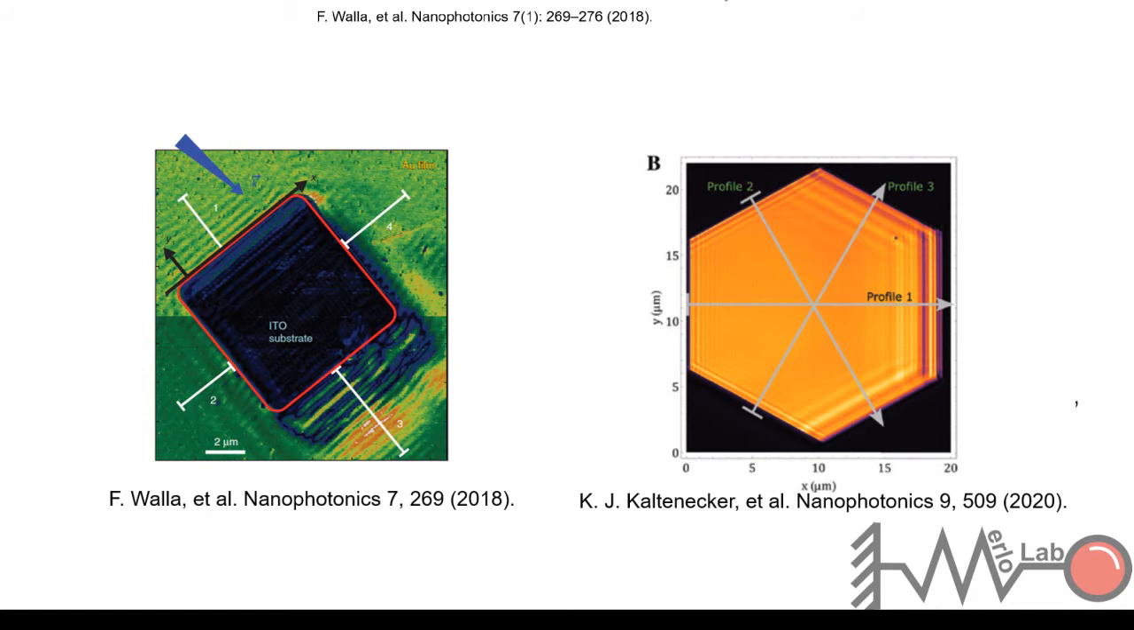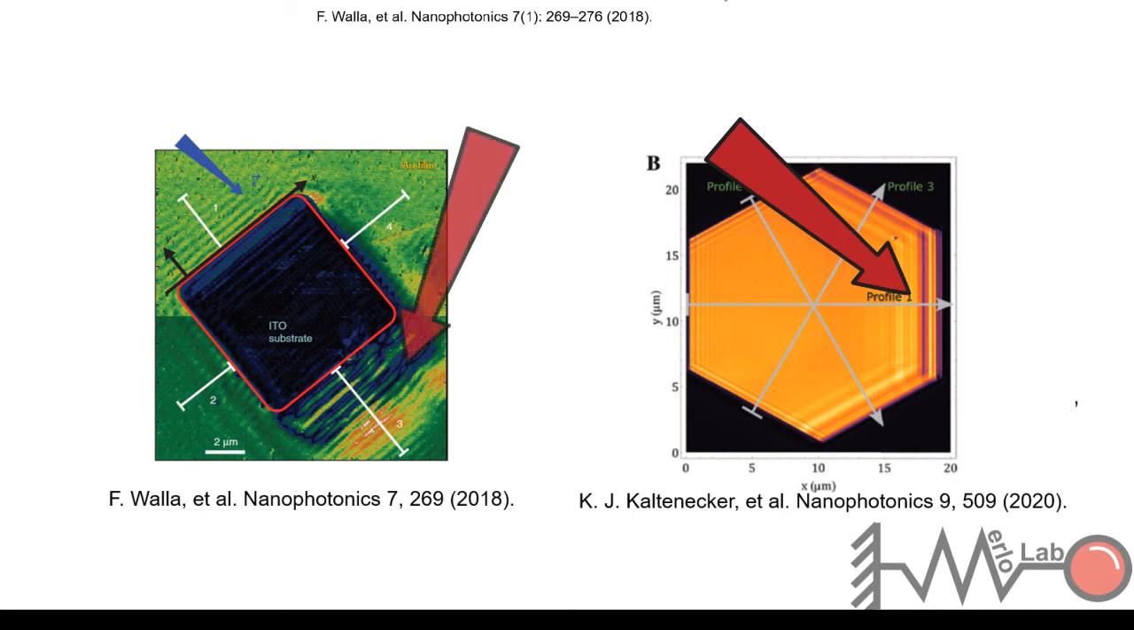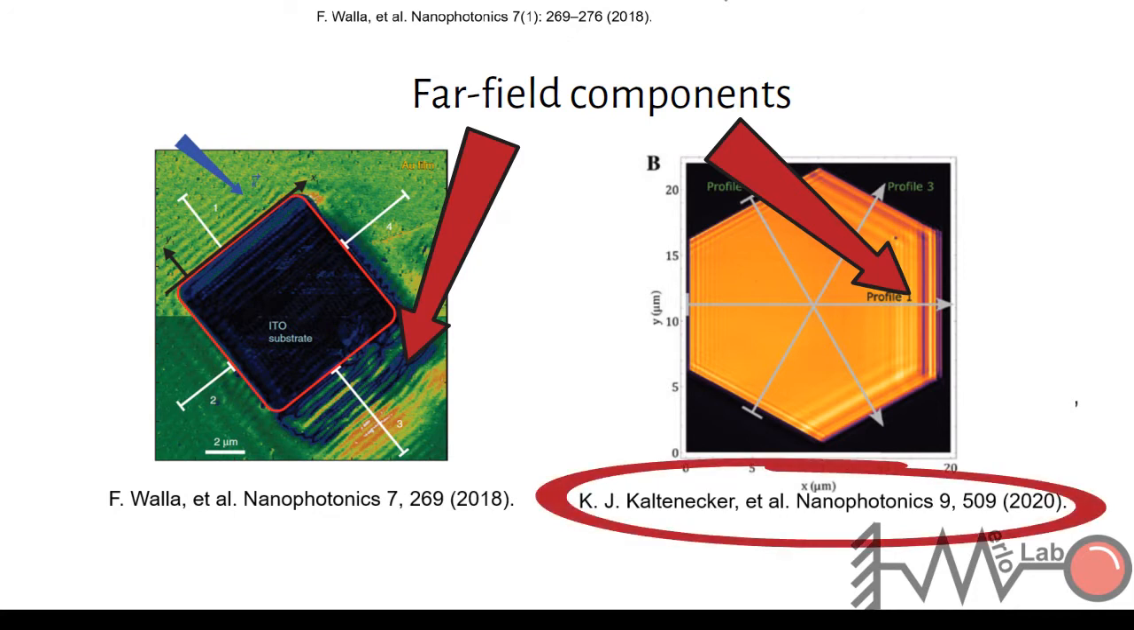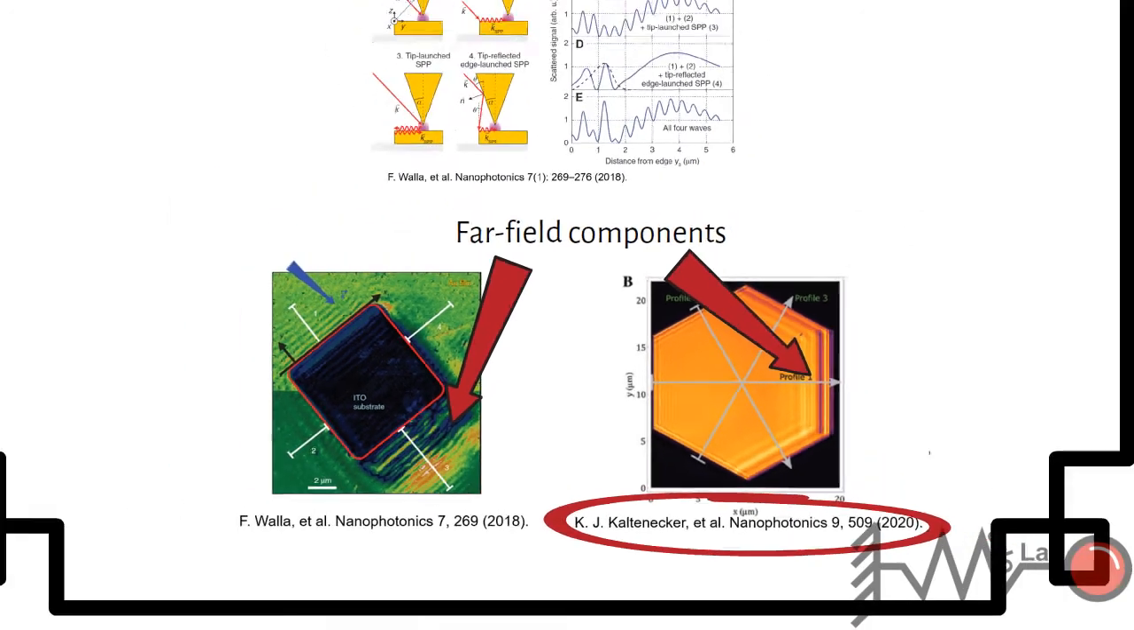In this particular case, two important works have been reported to date. In both of them, the asymmetric generation and detection of surface plasmon polaritons in metallic surfaces is provided with an important contribution due to the far-field components. Actually, in the second work, a single crystal gold flake was used as the surface plasmon polaritons platform.